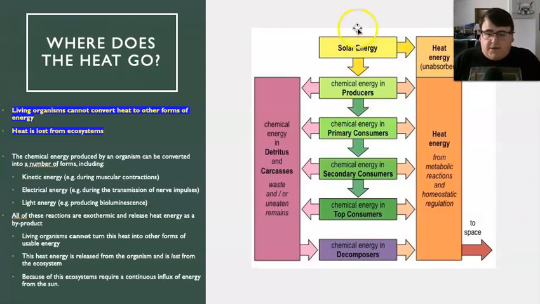Okay, and that's why we need this constant influx of energy coming from the sun. Okay, so at every point in this chain here, we've got chemical energy in producers, losing some as heat. Chemical energy in primary consumers, lost as heat. Chemical energy in secondary consumers, lost as heat. In the apex predator, or your top consumer, lost as heat. Decomposers, lost as heat. This heat is never getting reabsorbed back into the ecosystem. It's just moving off into space and being lost.